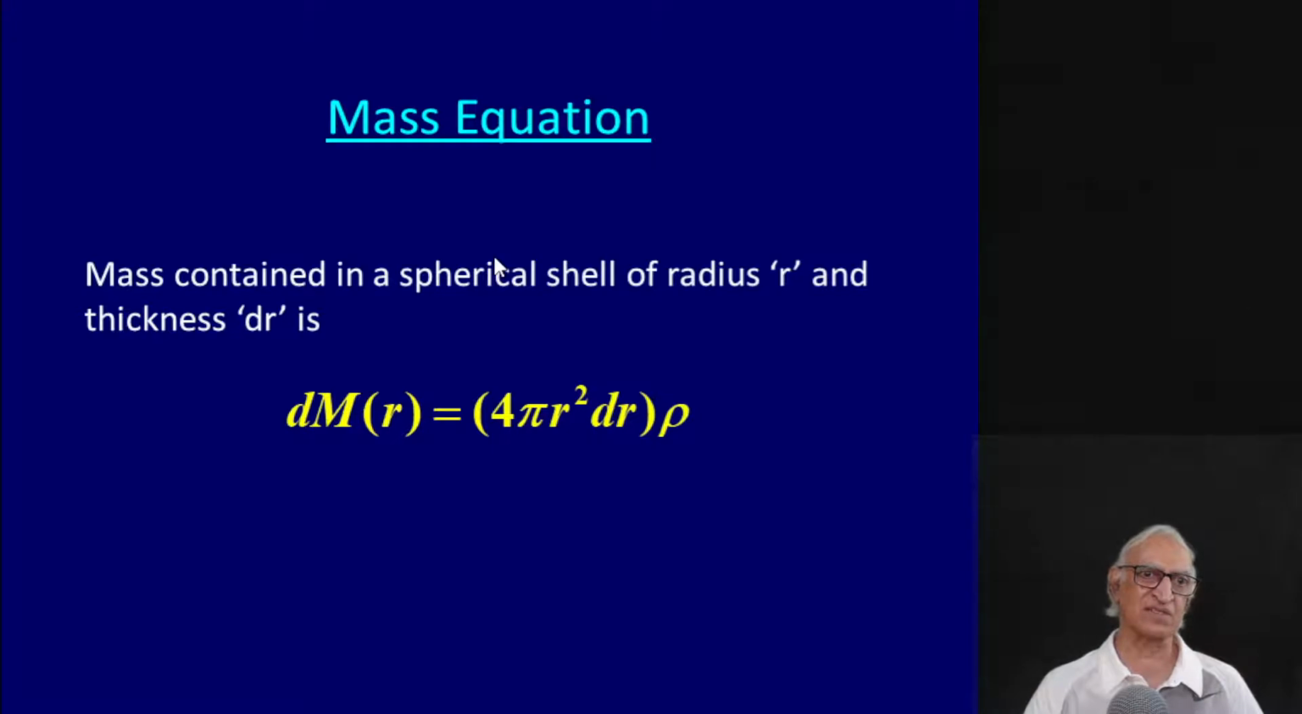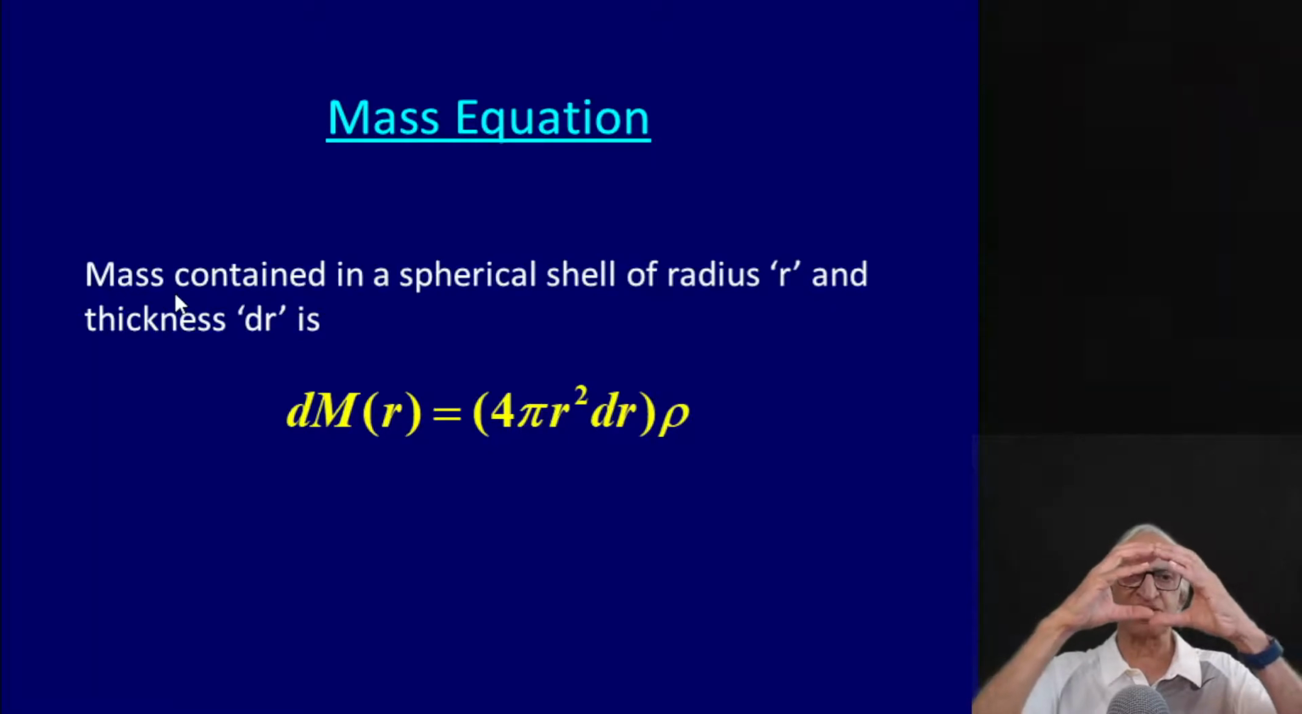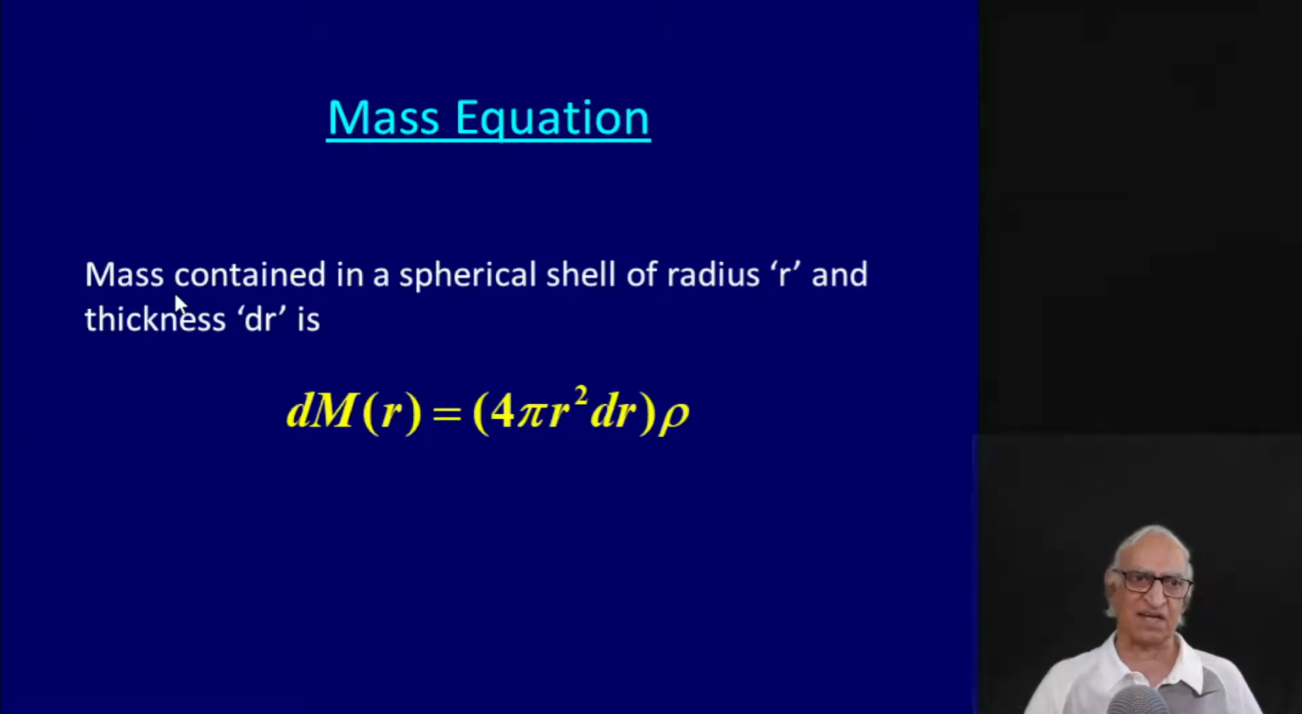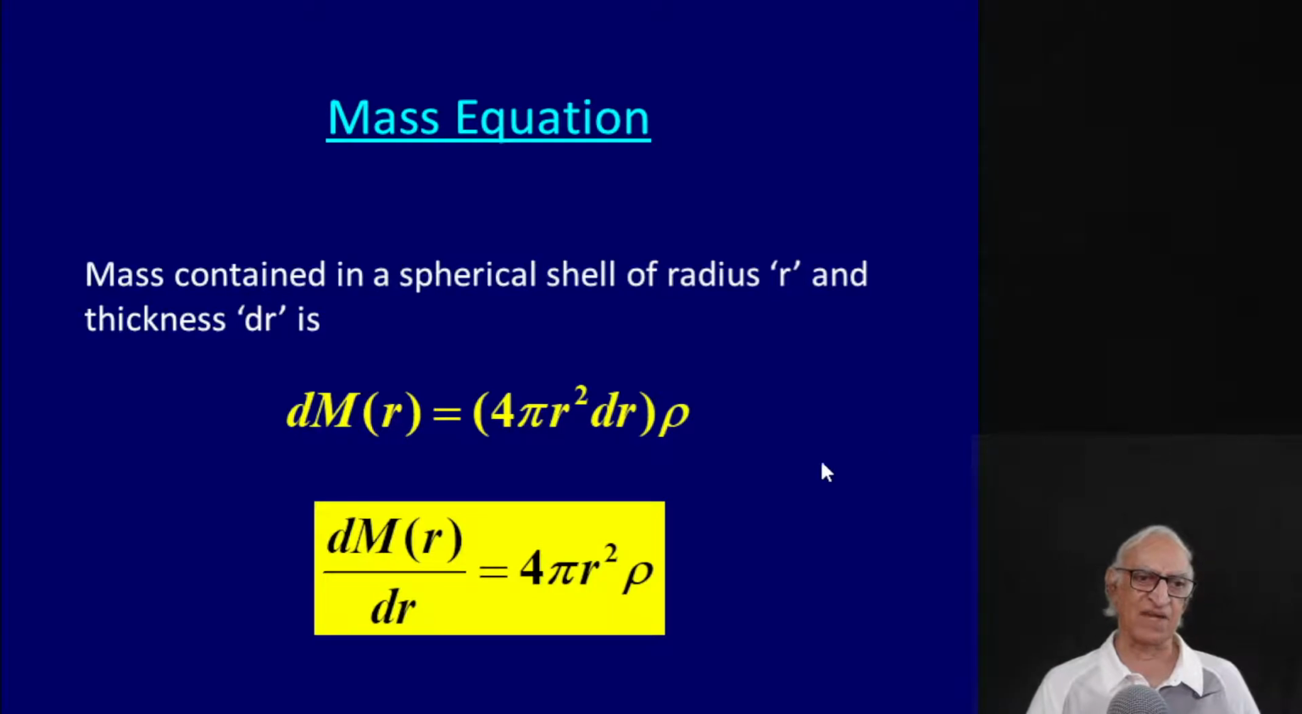Now there is another equation, which is the mass equation, and it's a very simple equation. Let us imagine a spherical shell of radius r, surface area 4πr², of thickness dr. And let us ask, what is the mass contained in that shell? The mass contained in that shell is simply the volume of the shell, which is 4πr² times the thickness of the shell, multiplied by the density. Now I can divide by dr and write the mass equation as dM(r)/dr is equal to 4πr² times the density at the radius r.